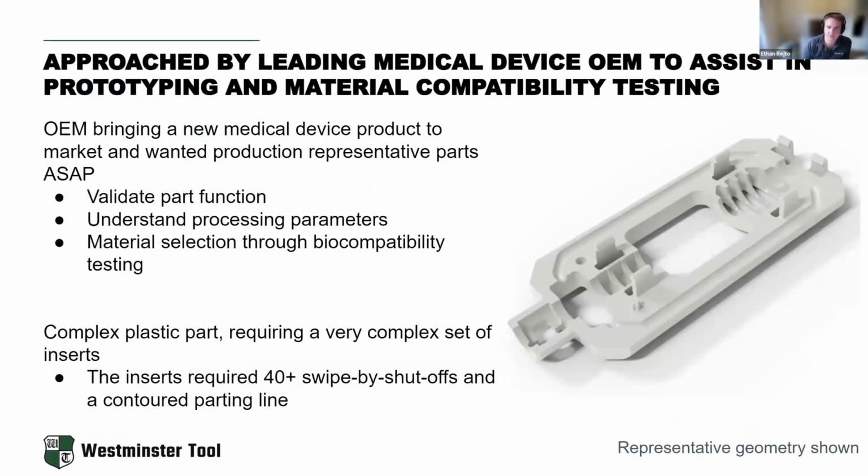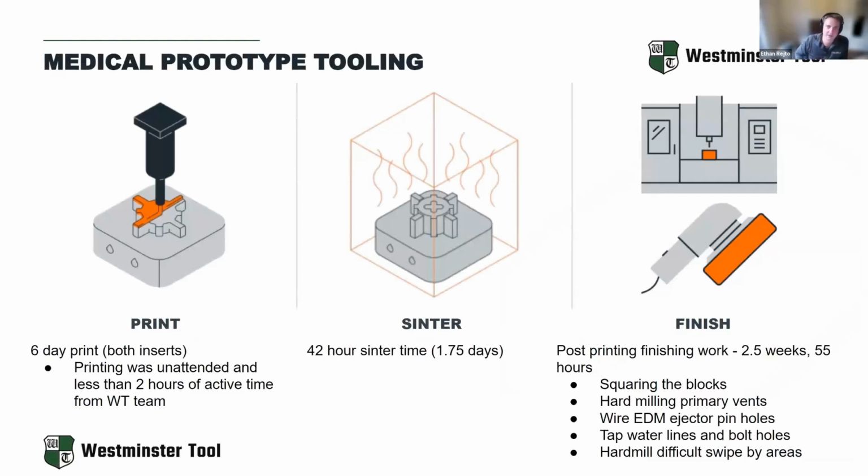One more quick example you've probably seen before. But this is a great example from Westminster Tool working with a medical device OEM. This is a representation of the part just because it was a confidential component. But the inserts required over 40 swipe by shutoffs, as well as a contoured parting line. The owner of Westminster Tool said there wasn't a chance that this was going to work with Mantle, but the team wanted to try it anyways, and the result was pretty astonishing in that they printed both inserts in about 6 days. Of course, totally unattended time. They sintered them in another 2 days.